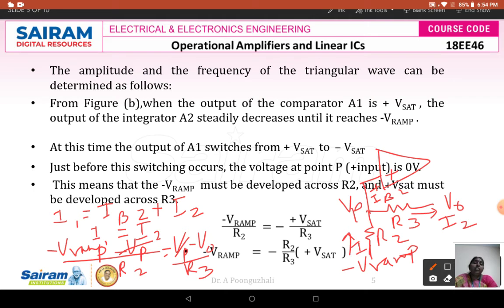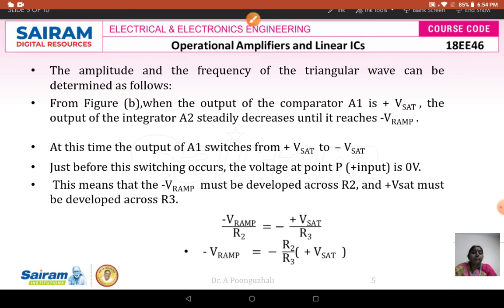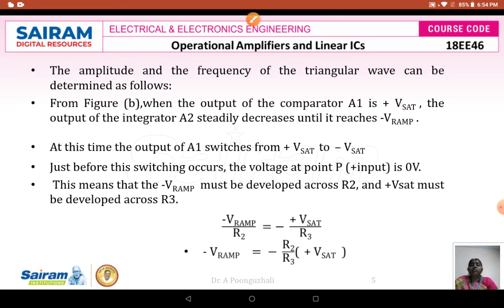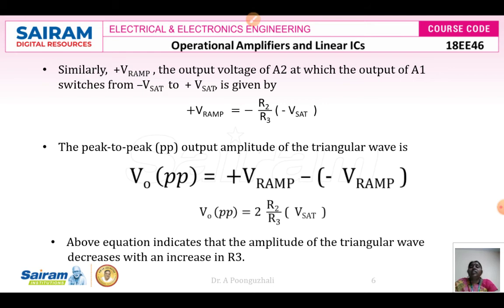What was my V0? It was at plus Vsat. So in this case, replace it with plus Vsat there. Minus, here plus Vsat divided by R3. So minus Vramp is equivalent to minus of R2 by R3 into plus Vsat. So here, the output voltage is going to be plus Vramp, and then in that case the output is going to be minus R2 by R3 into minus Vsat.